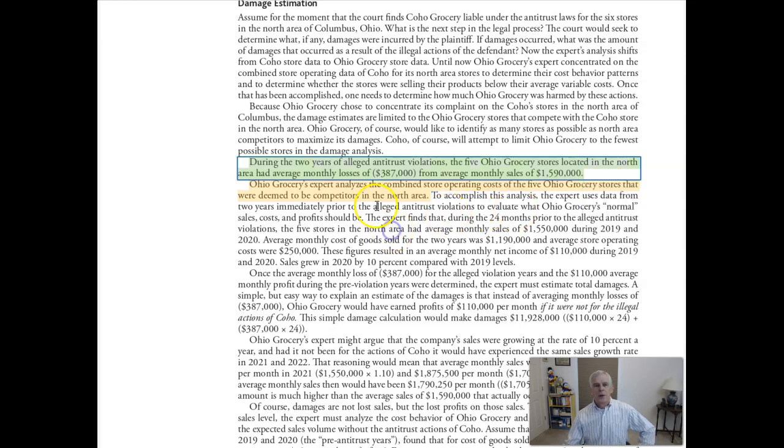During the 2 years of the alleged antitrust violations, look at this. The 5 Ohio grocery stores located in the north had average monthly losses of $387,000. So they had losses on average every month. That's why they feel like maybe Coho was involved in anti-competitive or predatory pricing.